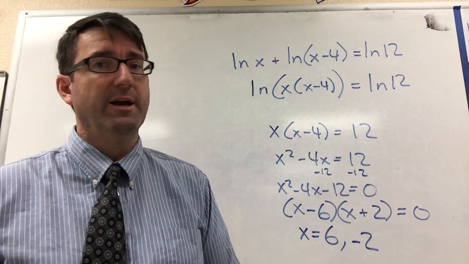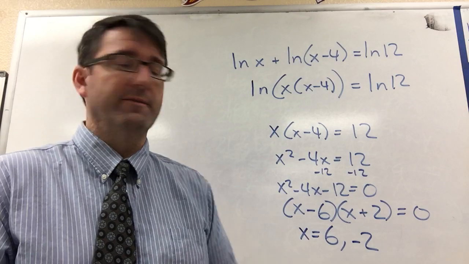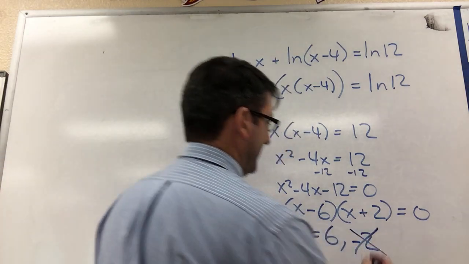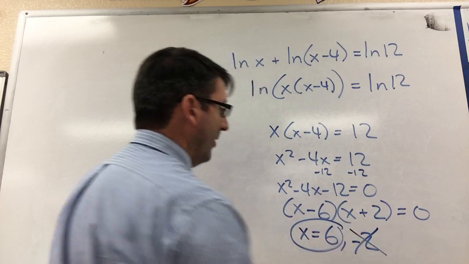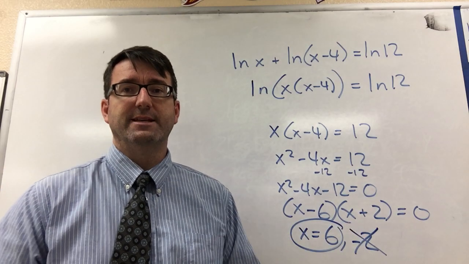But notice that if we plug in negative 2 here, we'd be trying to take the natural log of a negative number. And that doesn't work. We can't take the log of a negative number. So we're going to reject that solution. And our only solution is going to be x equals 6.